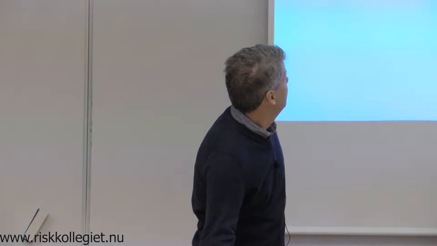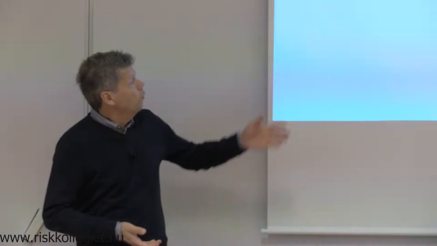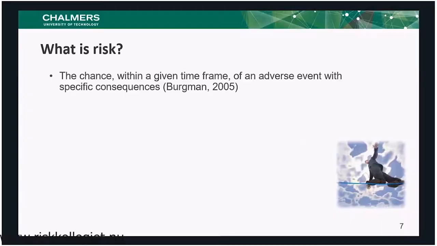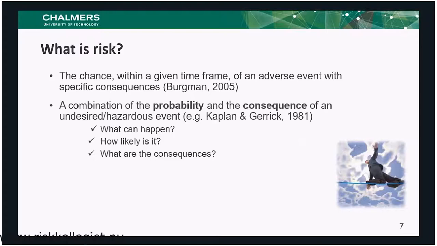Well, there are many different definitions. One is by Bergman, 2005, which I think has gained some importance. The chance within a given time frame of an adverse event with specific consequences. This is very much used and seen in engineering applications. A combination of the probability and the consequence. Kaplan and Garrick's classic work from 1981. What can happen? How likely is it? What are the consequences? Which are key questions to be asked.